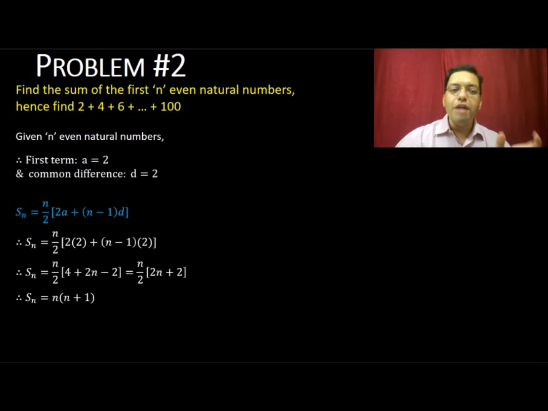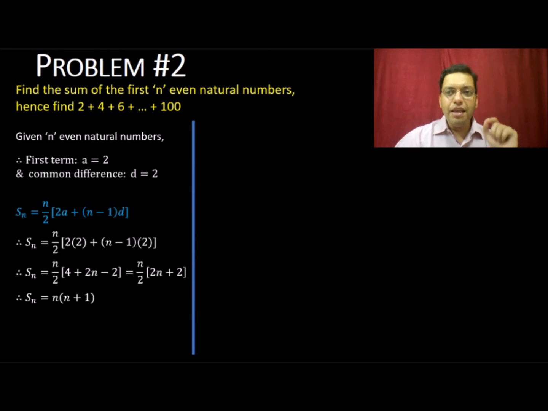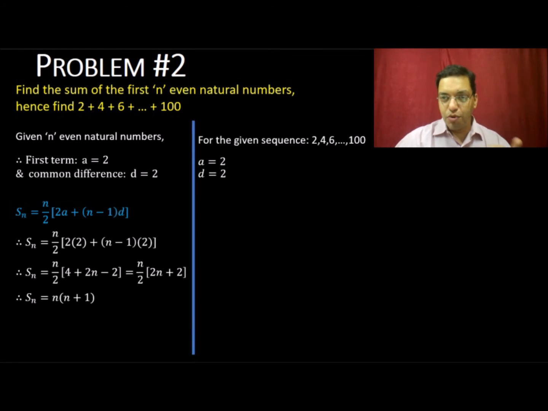Now we have a formula for Sn only in terms of n. We have got rid of a and we have got rid of d. So now we can move on to the second part of the problem. And if you remember, I said we need to use this formula of Sn to solve the second part of the problem. So we say for the given sequence 2, 4, 6 and so on up to 100, what is a and what is d? a is equal to 2. d is also equal to 2. You can see the difference between any two consecutive terms is equal to 2.